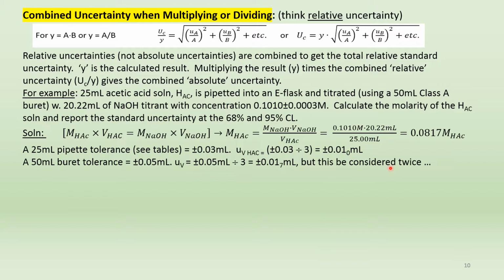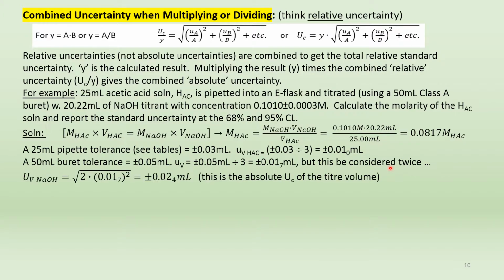But remember, we have to consider this twice. Once for zeroing the burette and once for taking the final reading. So therefore, the absolute uncertainty on the volume delivered by the burette will be the root of the sum of the squares, 2 times that 0.017, and that is 0.024 mL. This is the absolute combined uncertainty on the titer volume.